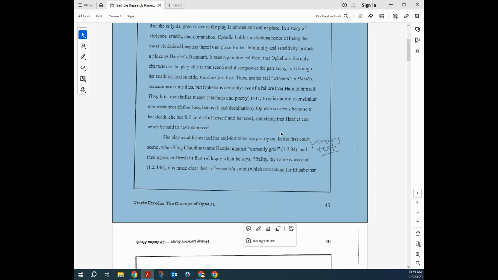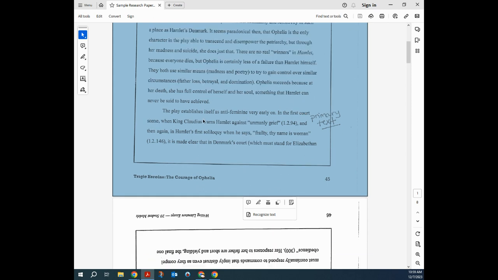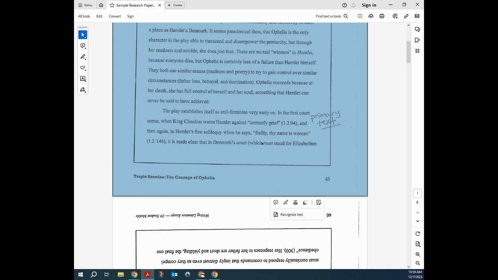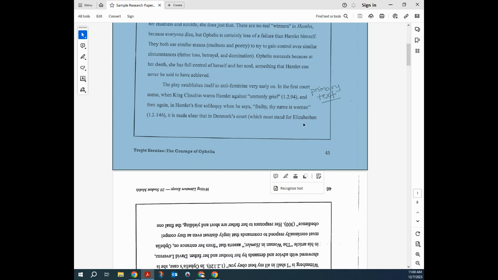Okay? Secondary sources. So here, this student makes the observation that the play establishes itself as anti-feminine very early on. Right? He says, in the first court scene when Claudius warns himself against Hamlet. So he's given evidence from the primary text first, which he does, and you'll see how he cites that information.